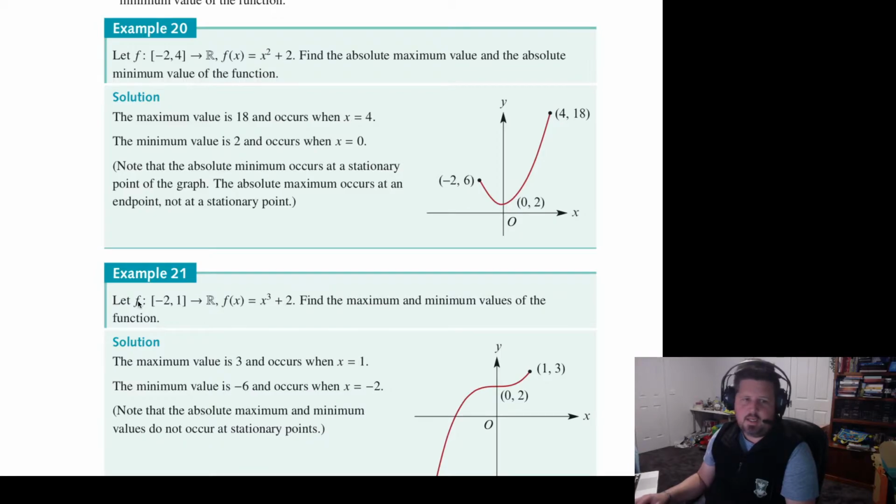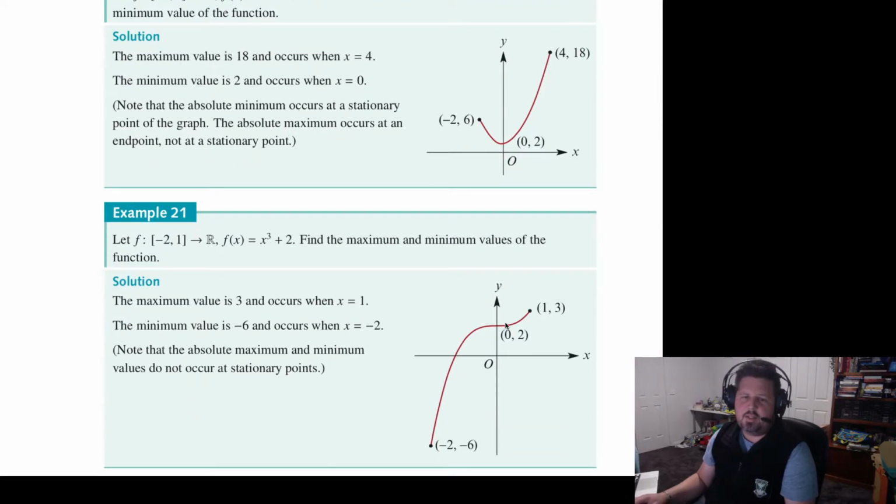So again, example 21 lies between the interval -2 and 1 for this function here. Again, it's saying, find the maximum and minimum values. If you just said, okay, let's consider the stationary point, well, in this particular case, the stationary point here is at 0 and the value is 2. It's neither the minimum nor maximum value. So you can't just say it's going to occur where the stationary point is.